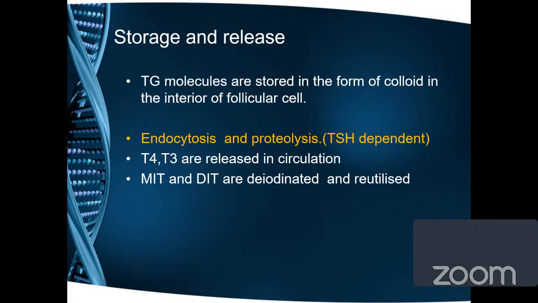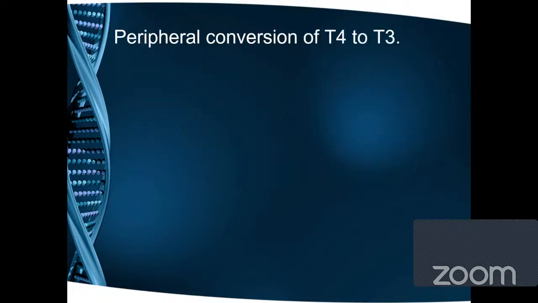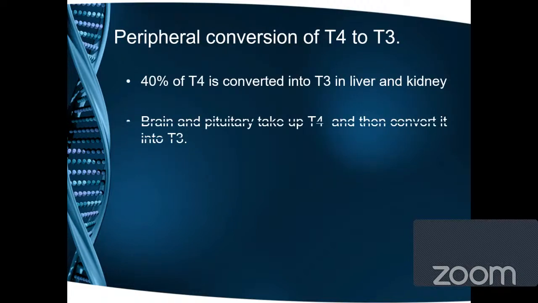So T4 and T3 are released into circulation. The other byproducts, that is MIT and DIT, will be deiodinated and reutilized. Peripheral conversion: I told you that 40% of T4 will be converted into T3 in the liver and kidney.